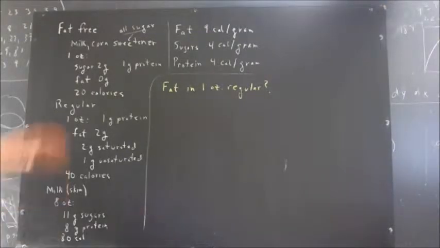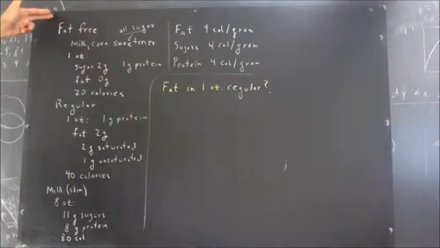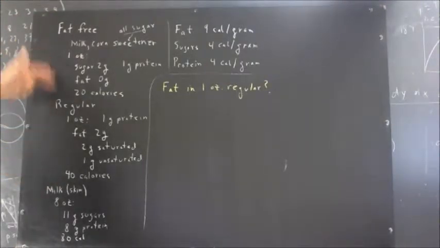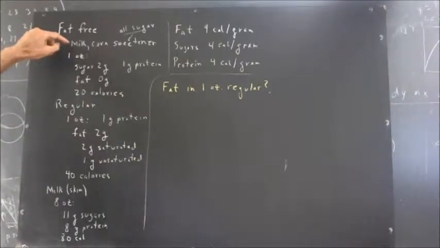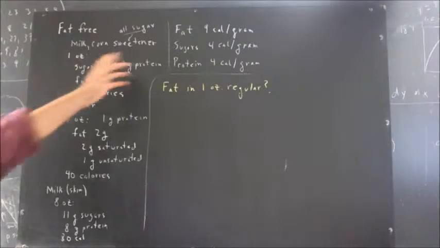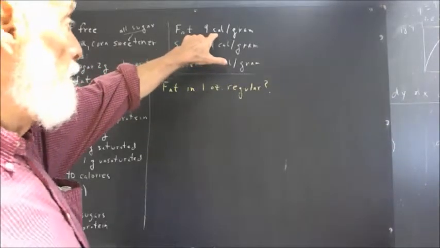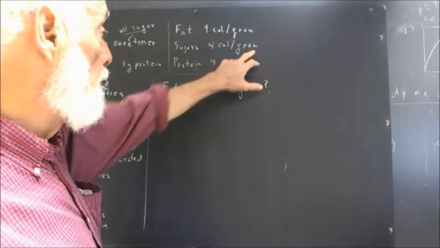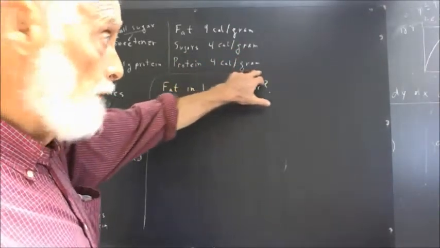Okay, we're given the contents of the nutritional breakdown for fat-free and for regular coffee creamer. Fat-free coffee creamer contains milk, so we also have the breakdown for milk in case that becomes useful. We're also given the fact that fat contains 9 calories per gram, sugars 4 calories per gram, protein 4 calories per gram.